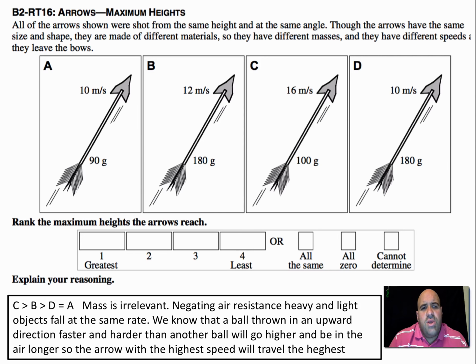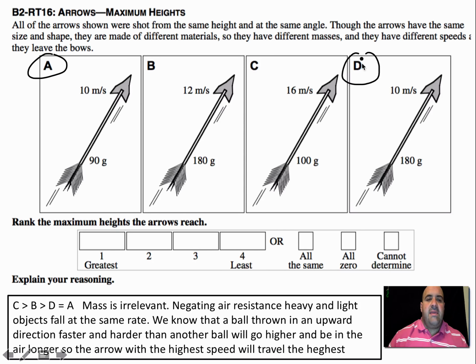All of the arrows shown were shot from the same height and at the same angle. Though the arrows have the same size and shape, they are made of different materials, so they have different masses, and they have different speeds as they leave the bows. Rank the maximum height the arrows reach. So we have 4 arrows. This one's 90 grams, firing at 10 meters per second, 180 grams at 12 meters per second, 100 grams at 16, and 180 at 10. So these two cases, A and D, have the same speed.